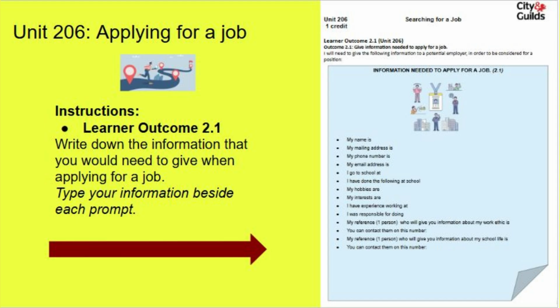Learner Outcome 2.1, you need to write down the information that you will need to give when applying for a job. Type your information beside each prompt on the document that you see here. We're going to play a video. You can watch the video and then you can type in the information that you need.